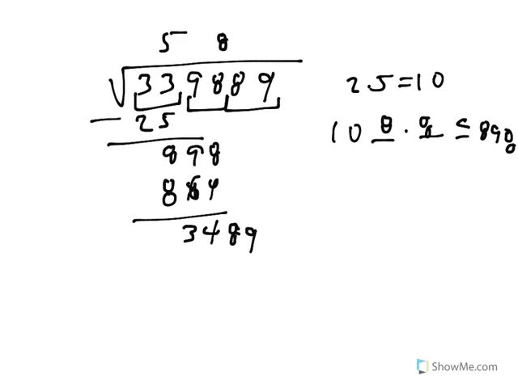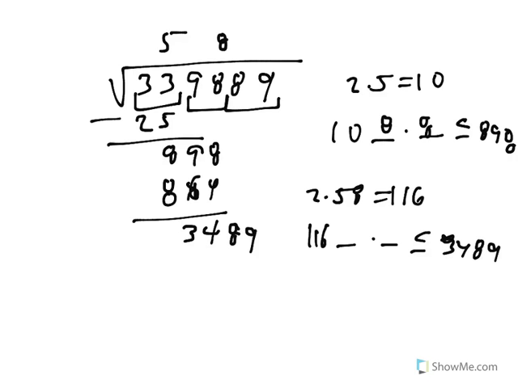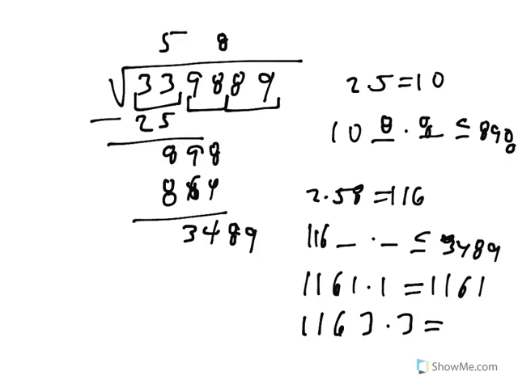Now, we don't double the 8. We do 2 times 58 is 116. 58 is the number on top so far. And we ask the question, 116 blank times blank is as close as possible to 3489. And with a calculator, you could try 1161 times 1 is 1161, which is way too small. But 1163 times 3 is exactly 3489. And that's the next digit. And since there's no remainder, this big number originally was a perfect square.